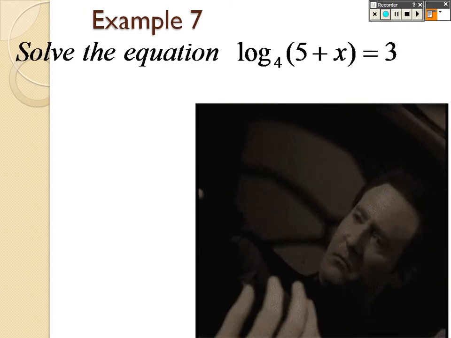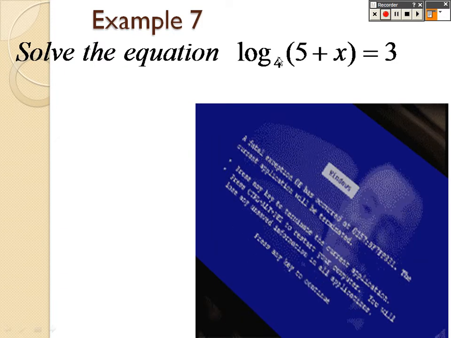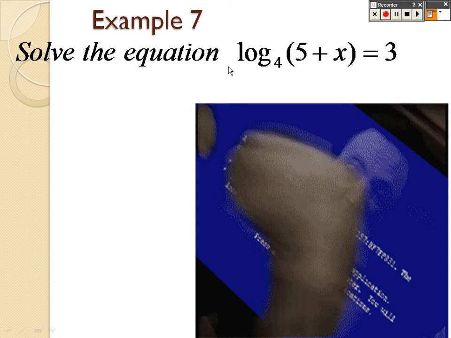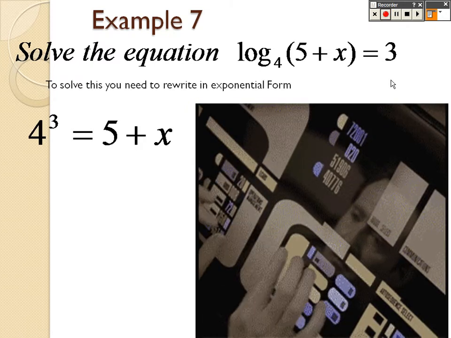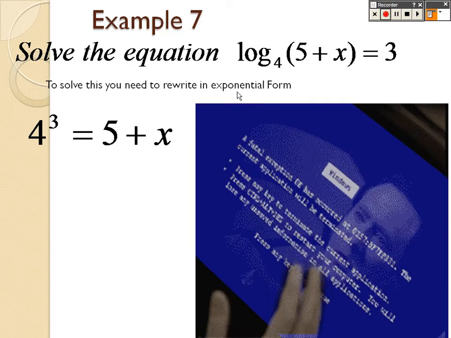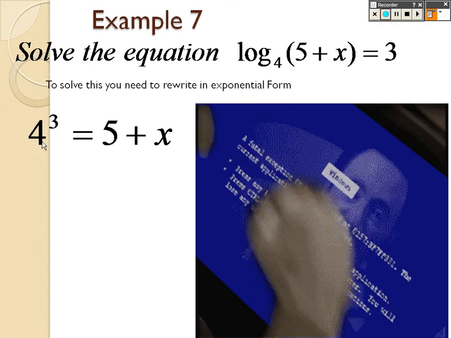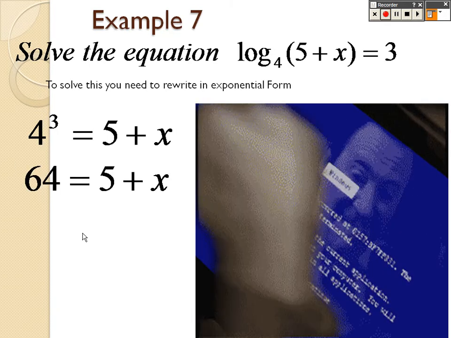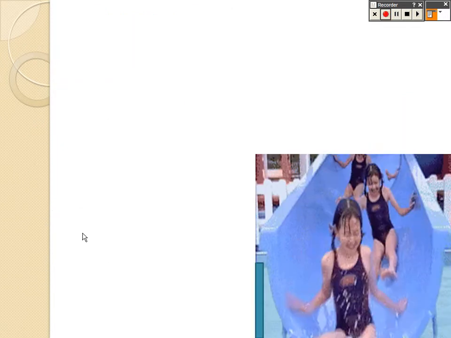This one, because it's just a log on one side, to get rid of that log base 4, I have to rewrite this as exponential form. So I put a big 4 here and a big 4 here. So when I do that, the 4 and log base 4 cancel out, leaving you with a 5 plus x and a 4 to the third over here. 4 to the third we know is 64. And I just minus 5 on both sides, and I get 59 equals x.